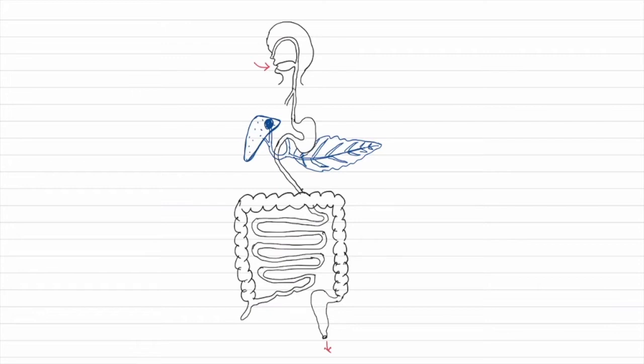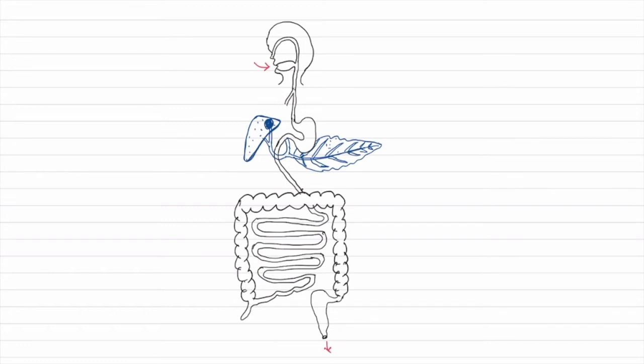Pancreas produces pancreatic juice. These three are generally known as digestive glands. Now I am trying to label the different parts of the digestive system. First of all, the mouth is the opening part of the digestive system.